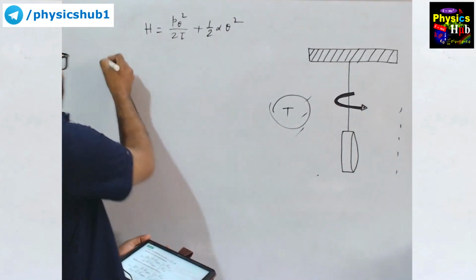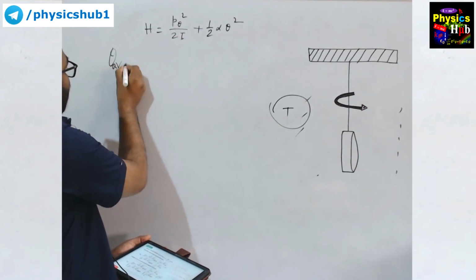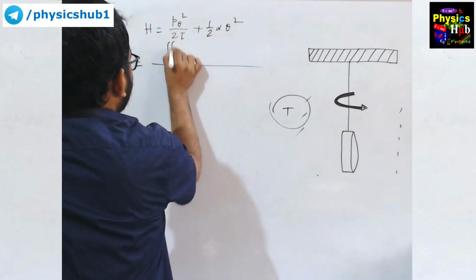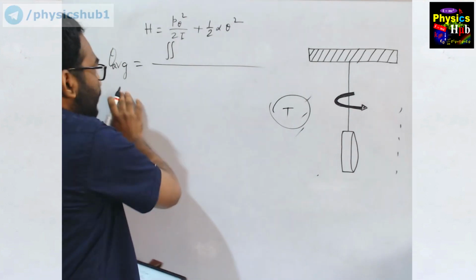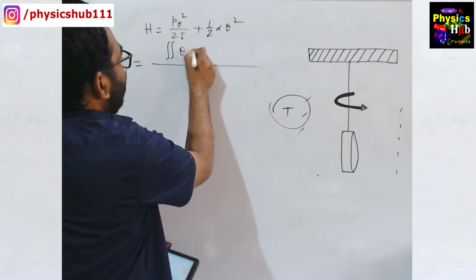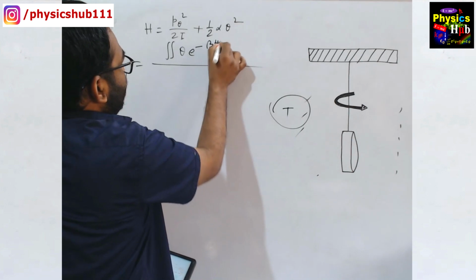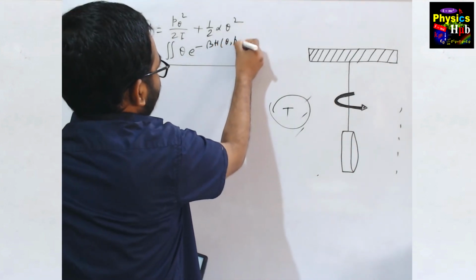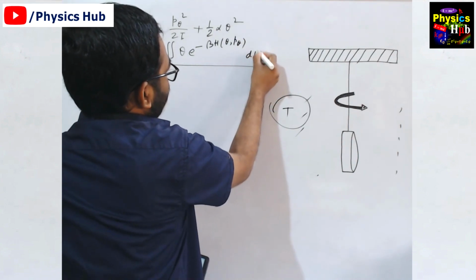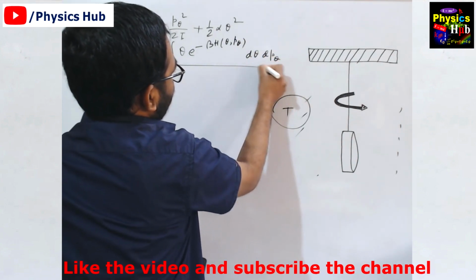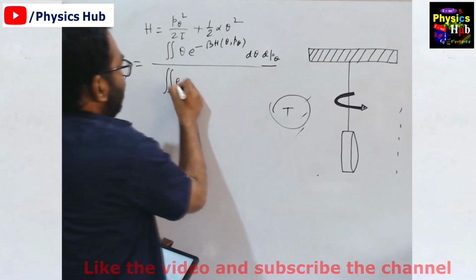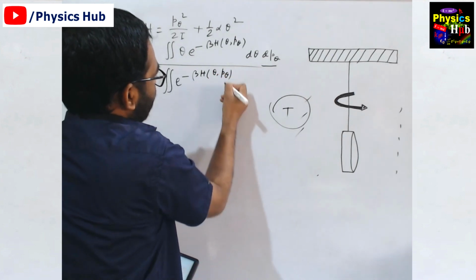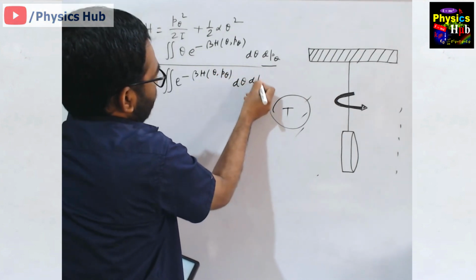So what is theta average? We know the formula. It is a double integration. I am just writing the general formula. If you want to calculate the average value of theta, it is the integral of theta e to the power minus beta H, where H is a function of theta and p theta, integrated over d theta dp theta, and then in the denominator it will be the integral of e to the power minus beta H, a function of theta and p theta, d theta dp theta.